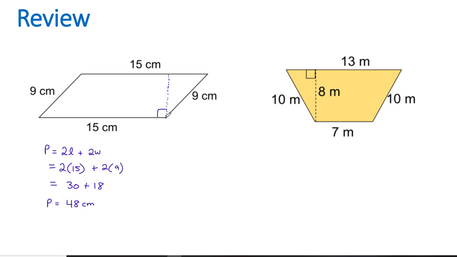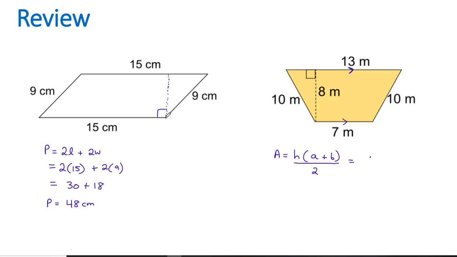For the trapezoid, if we wanted to calculate the perimeter, we'd simply add up all the sides. For this one, we're going to focus on the area formula, which is the height multiplied to the 2 bases, and the bases are the ones that are parallel lines, so 7 and 13 will never cross. That's how we know the bases. And then we're going to divide that all by 2. They've provided us with the height, which is 8 meters.